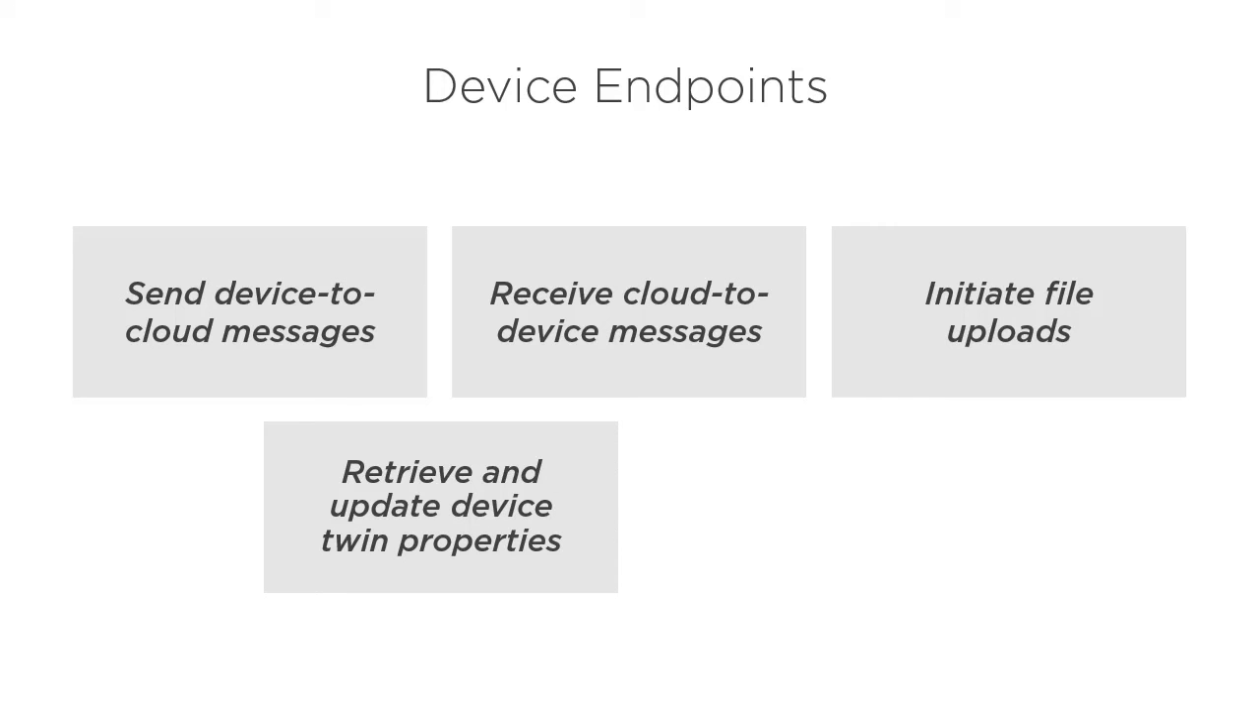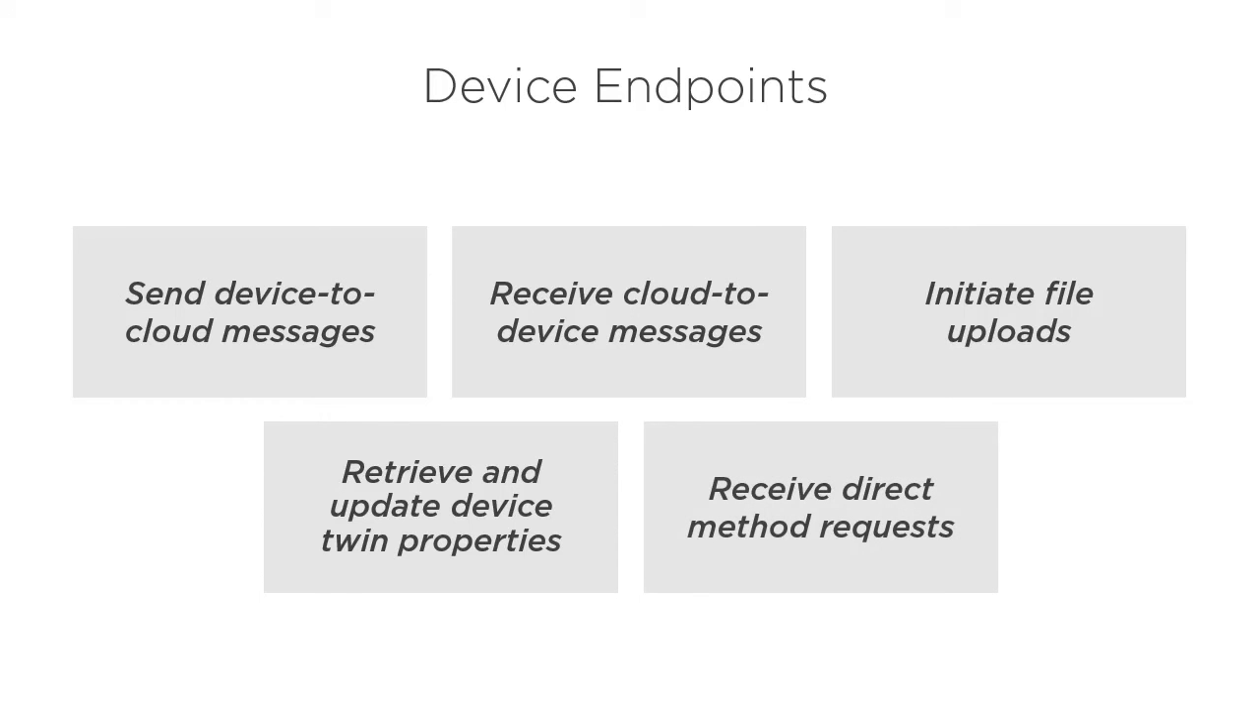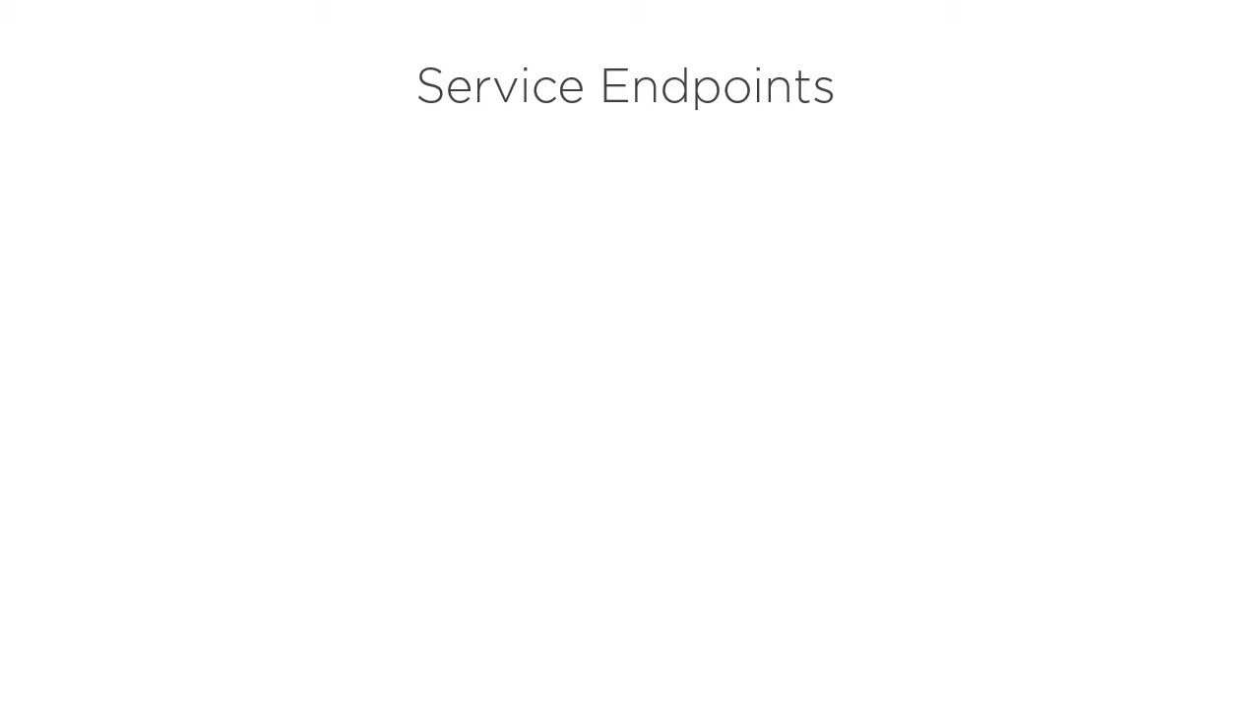A device uses this endpoint to access its own device twin properties. And there's one to receive direct method requests. That's where the device endpoint gets the direct methods. These endpoints are exposed using MQTT version 3.1.1, HTTPS 1.1, and AMQP 1.0 protocols. AMQP is also available over WebSockets on port 443.